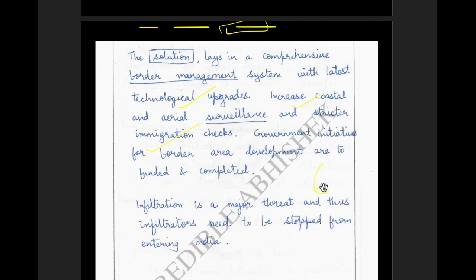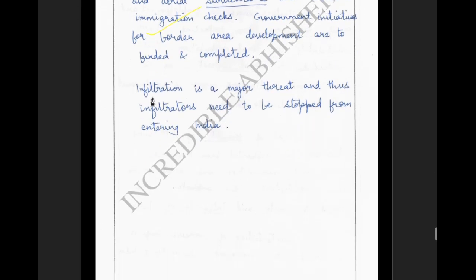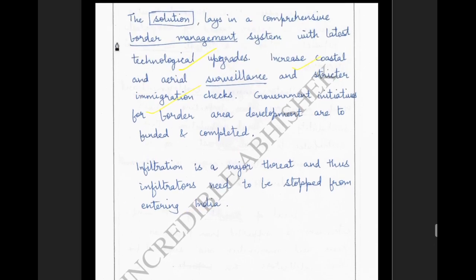Our aim right now in this is to reach up to 6. We will get to 10 in the nuanced lectures, not here. That is something which will take much longer, and I might even have to do a live workshop with you people, so we'll figure that out later. Infiltration is a major threat, and thus infiltrators need to be stopped from entering India.